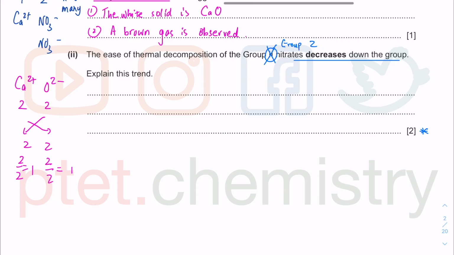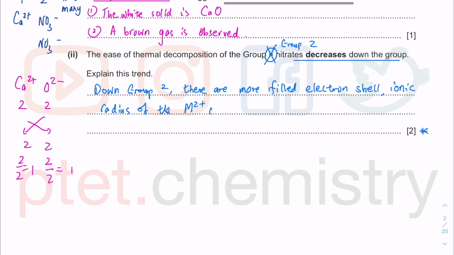The ease of thermal decomposition. How easy is it to decompose? It becomes harder to decompose, because it becomes less easy to decompose. So what we can say is down group 2, there are more filled electron shells. And what does this have to do with it? We can say the ionic radius increases. The ionic radius of the M2+, because all the group 2 elements exist as M2+ cations in their group 2 nitrates, will increase. They will get bigger, but still the same charge, still +2 charge.